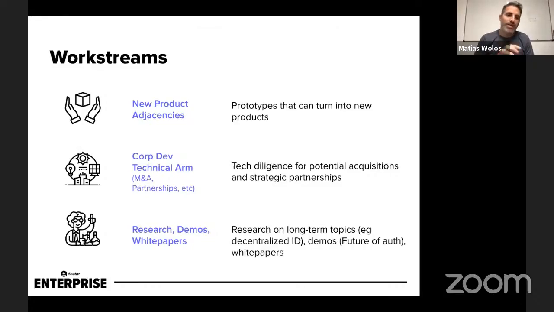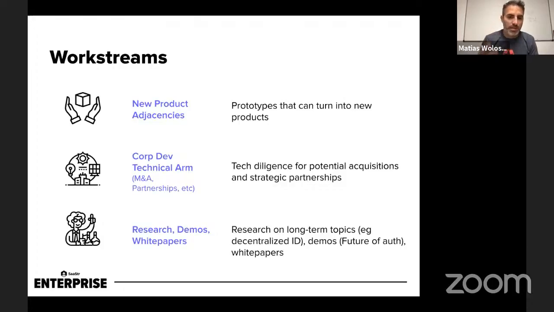And the last piece is these research demos, white papers. This is more about longer term topics that maybe are 3, 4, or 5 years ahead that we want to get a point of view on, but we are not ready to build a product for this, right?